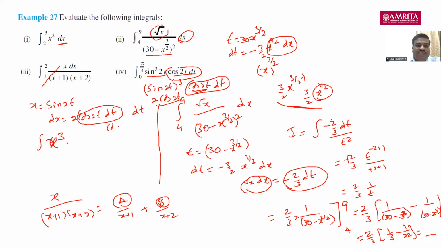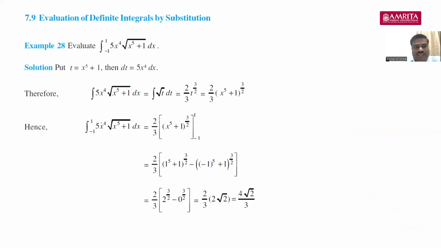From this you can write cos 2t dt is equal to dx by 2. That is the way. And as you asked, why am I not substituting the limits? There are two methods. It is there in this slide. Please look at the slide.